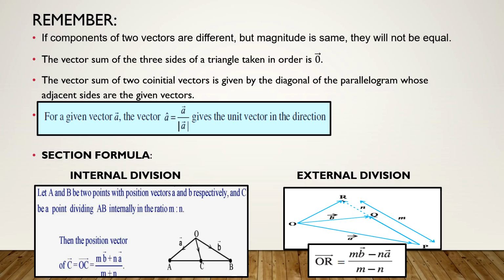Similarly, if you have external division, that means it divides externally. You can see in the diagram that you have OQ and OP and the point R. It divides PQ externally. Then in this case, the vector OR is equal to M into vector B minus N into vector A upon M minus N. You can see from the diagram these two results, they are important results, internal division and the external division using the section formula for vectors.